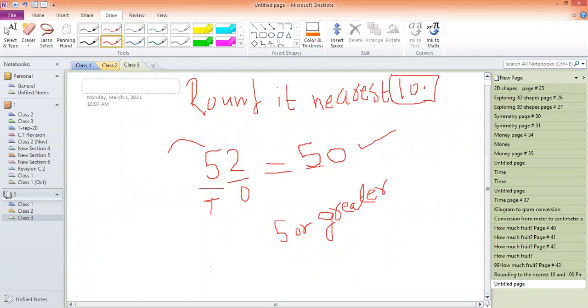Again, I repeat, because you have to round off to the nearest 10, that's why you will check the place of ones. Whenever you round off to the nearest 10, at the ones place, the number will be 0. And what you need to write at the tens place, you check the number on the ones. If it is less than 5, then you will write the same number. If it is 5 or more than 5, then you will add 1 to that number, and in that way you can round it off. Is it clear, guys?